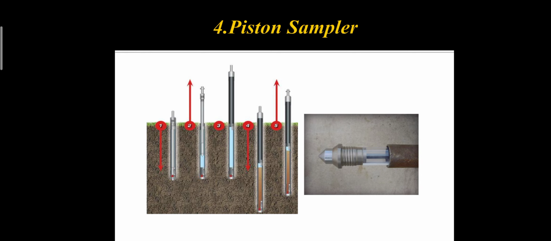I'll tell it once again. In stage 1 the sampler is completely pushed inside. In stage 2 only the sampler load piston will be fixed at the bottom, and the remaining part is taken outside. After that, pressure has to be given again from above. When pressure is given, the cutting edge around the piston will go inside and collect the soil samples. Again if you drag along with the piston and the sample, the sampler will come outside. So this is the piston sampler.